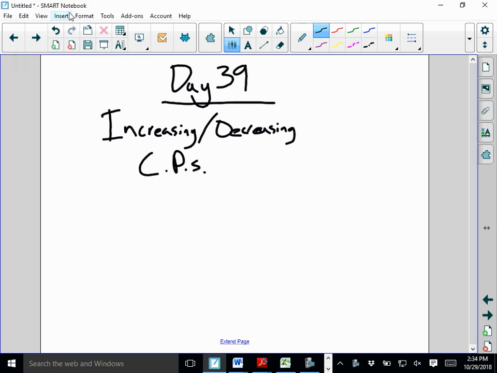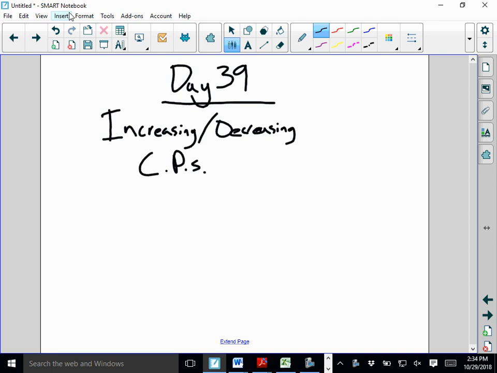Today we're going to be talking about how to determine when functions are increasing or decreasing. And we're going to do a little bit more work with critical points, talking about what critical points could be, and more specifically, determining what they are. So let's talk about increasing and decreasing first.